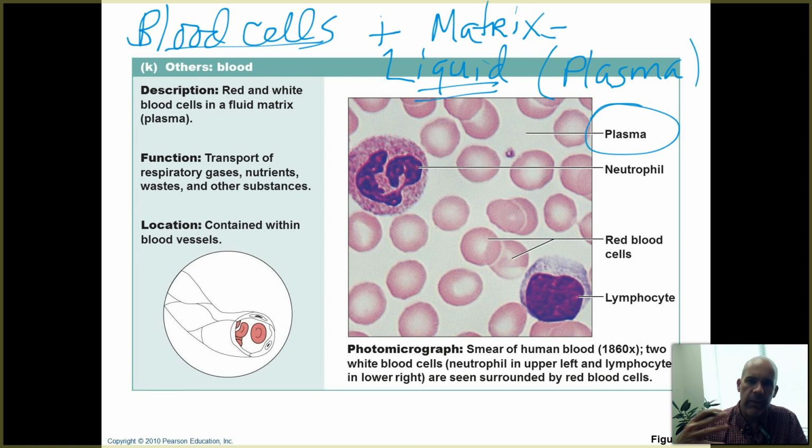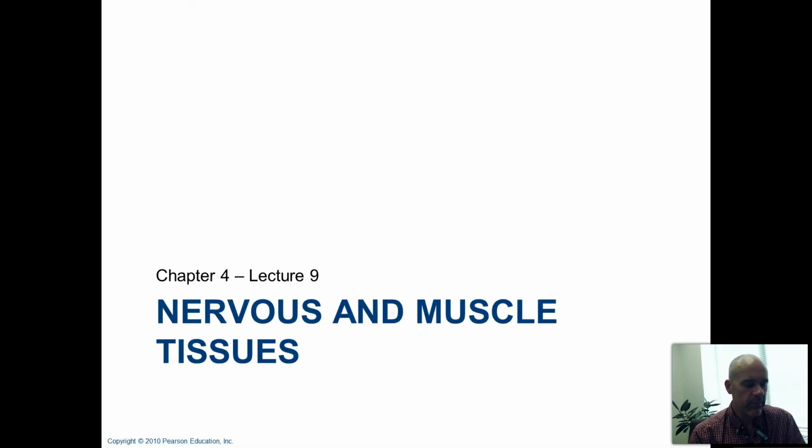That's the fluid in the blood that has all kinds of dissolved solutes in it: oxygen gas, glucose, amino acids, lots of proteins. That liquid portion is actually considered to be an extracellular matrix, and that's why blood is classified as a type of connective tissue. That's pretty much all we're going to talk about blood for now, because you're going to have a whole lot about blood in your second semester of A&P.